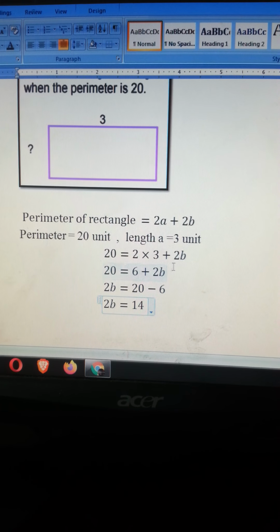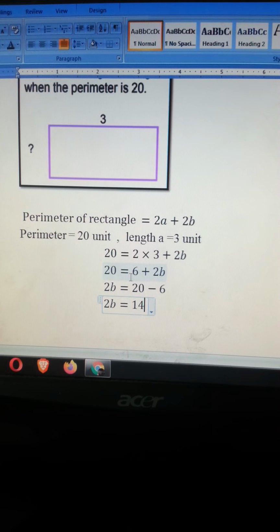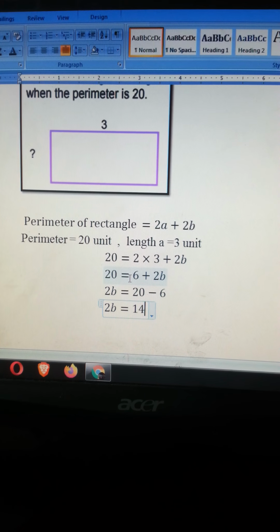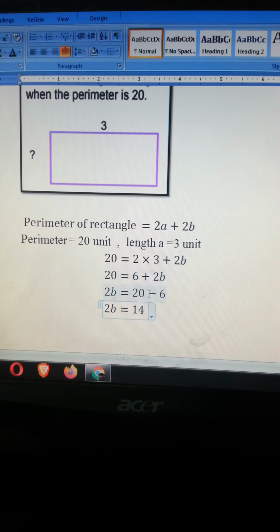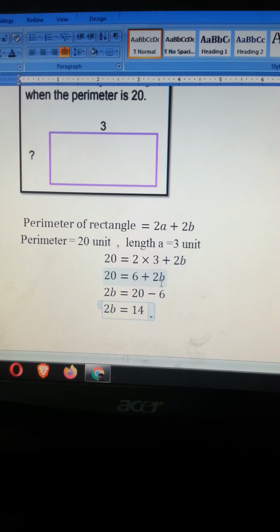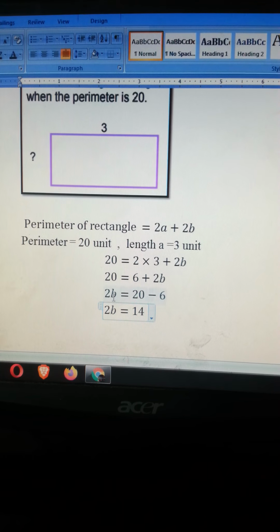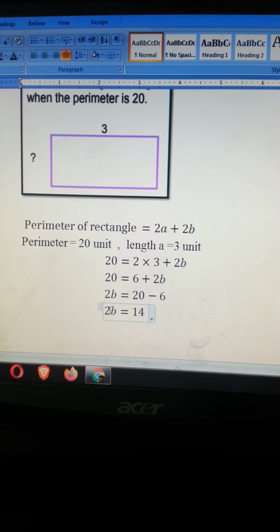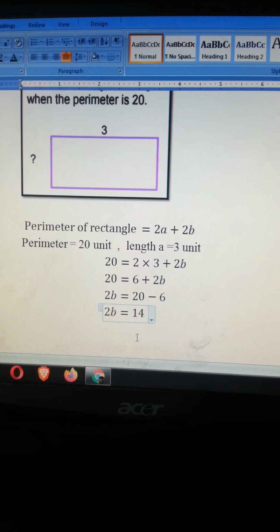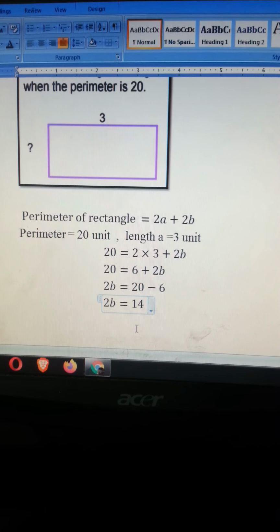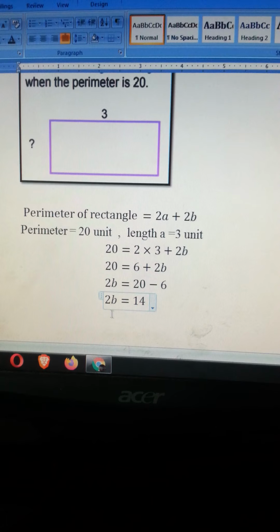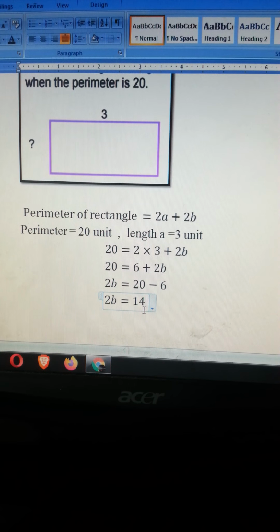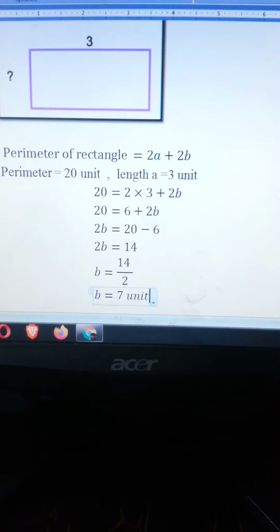So 2 times 3 is 6 plus twice of B. Okay, so this has a positive sign, so I will shift it to the other hand side, and it will give you a negative sign. So 20 minus 6 will be 14, and 2B remains the same. So here you can see that 2 and B are being multiplied. So we are shifting this 2 to the other hand side so that we can sort the same values, right? B cannot be solved with a known value, so we have to find it out like this.